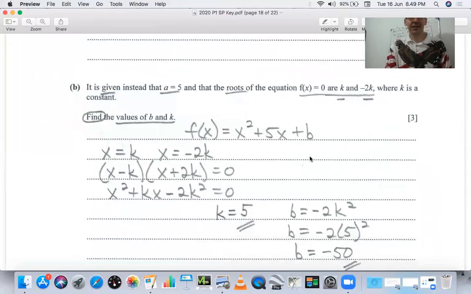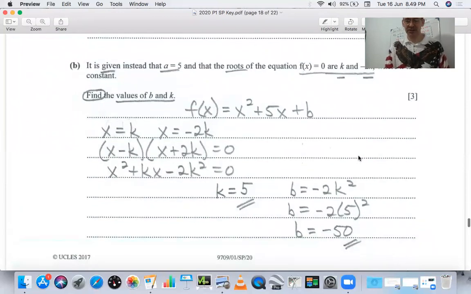Then we move down here and it says, it is given instead, so in other words, we have a different case here, given instead that the a is 5, so I have x squared plus 5x. It does not tell us what the b is, so I just leave it as plus b. And it says that the roots of the equation f of x equals 0. So when you see f of x equals 0, that means you're given the answers. So our roots, our answers are k and -2k, where k is a constant.